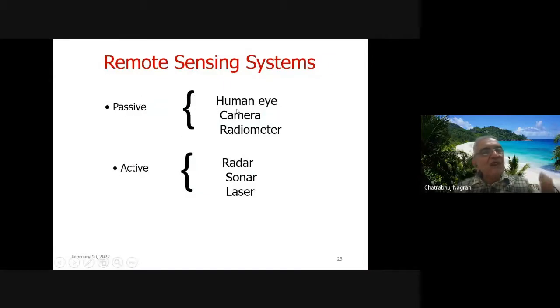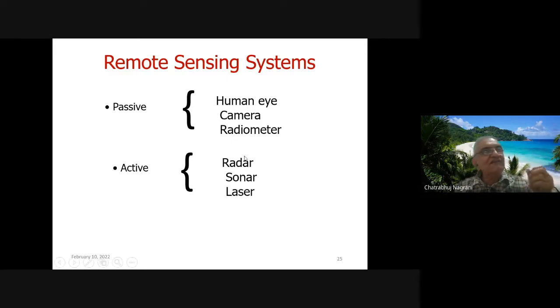Now we have 2 types of remote sensing sensors. One is passive sensors. Passive sensors means what? Either camera, radiometer, or human eye, which means somebody else is illuminating that target, say the sun, or the earth is radiating. So the source is not with you. The source is somewhere else, and whatever illumination it is doing, the reflected or emitted energy, you are seeing. So those are called passive sensors.